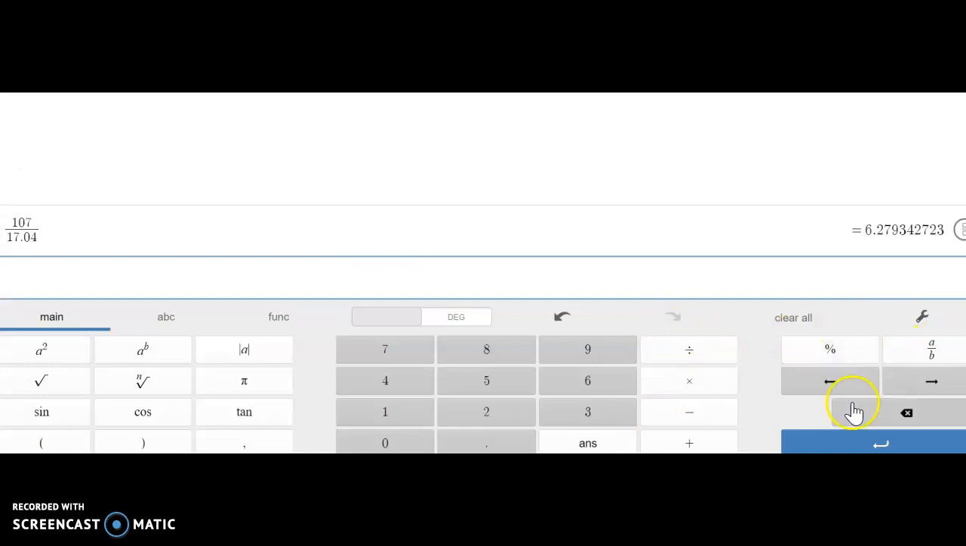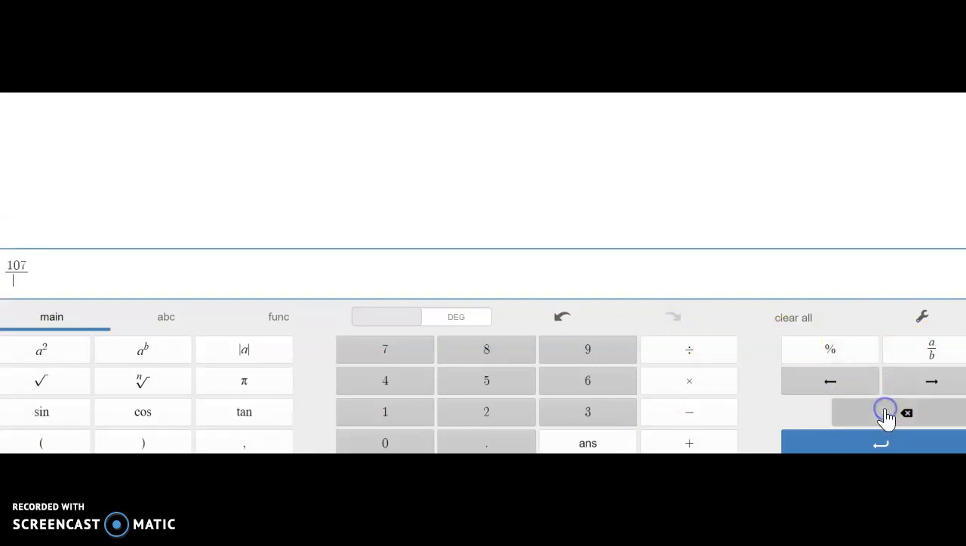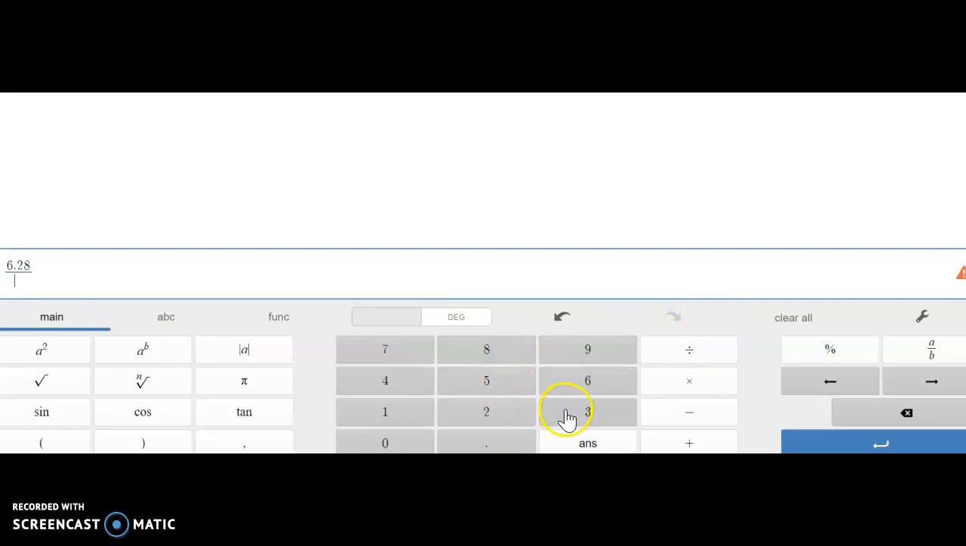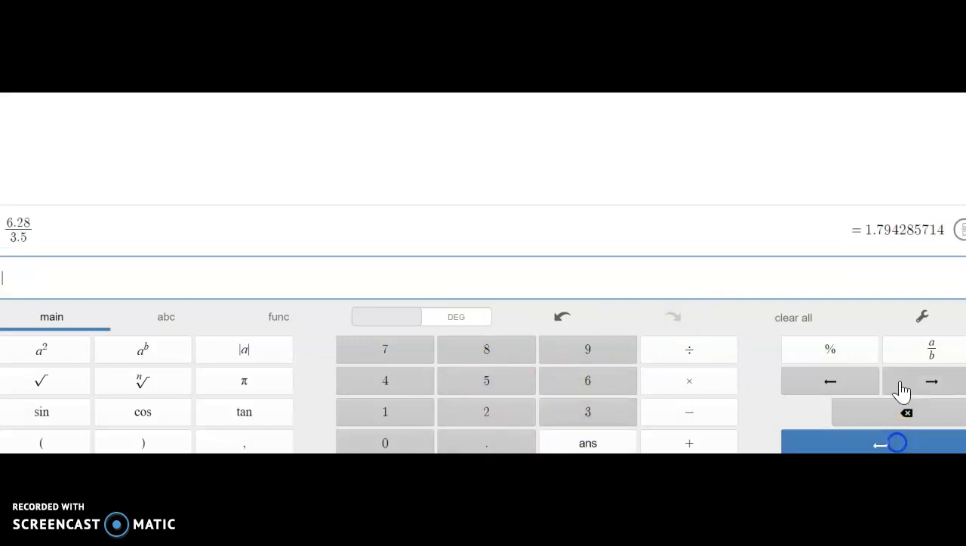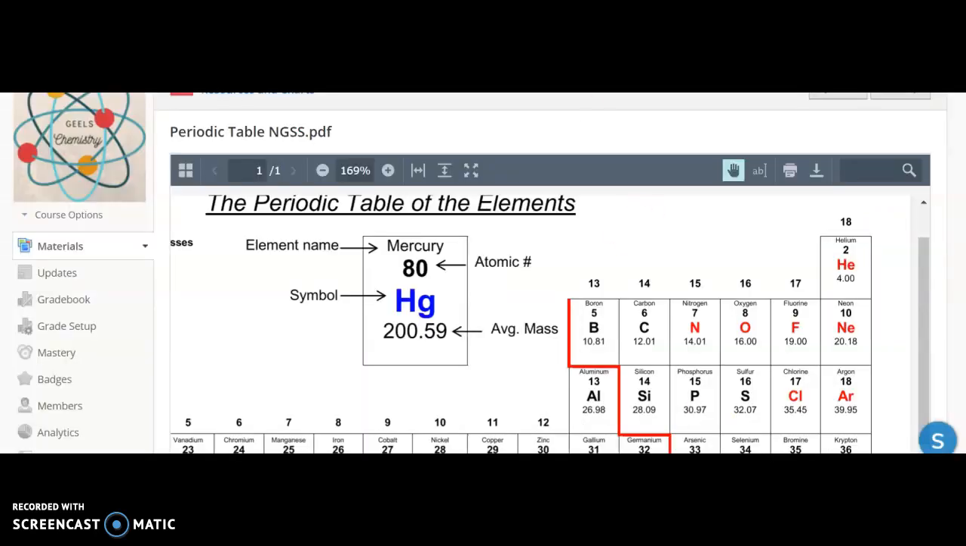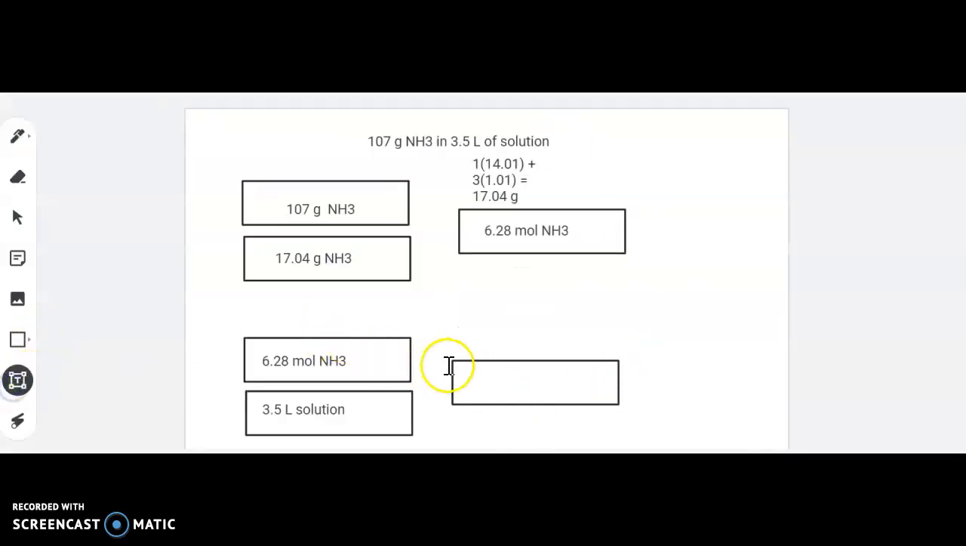We're going to clear this, and we have 6.28 divided by 3.5. That gives 1.7942, and we'll round to 2 decimals. It's a 4, so we don't round up. So 1.79 is our concentration. We have capital M for molarity, our concentration of NH3 in our solution.